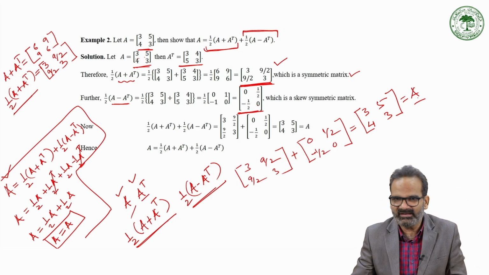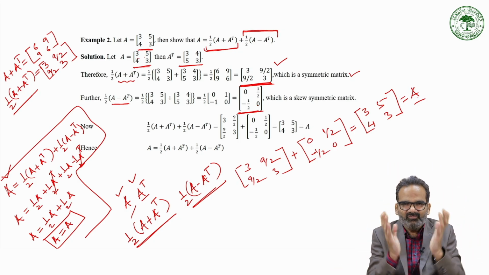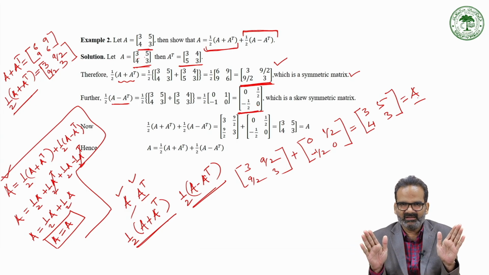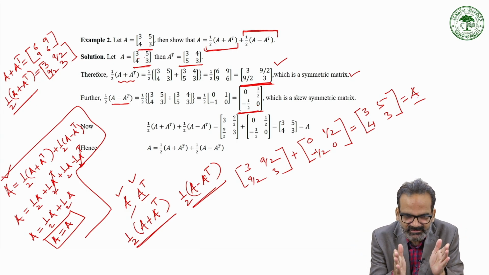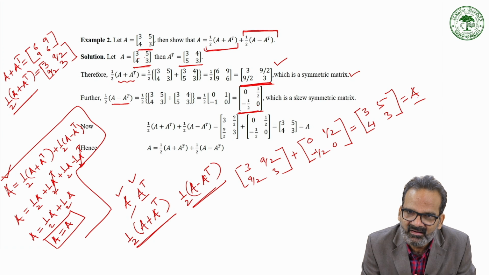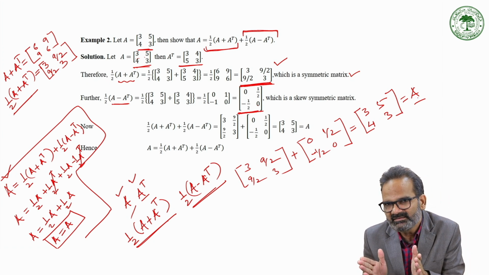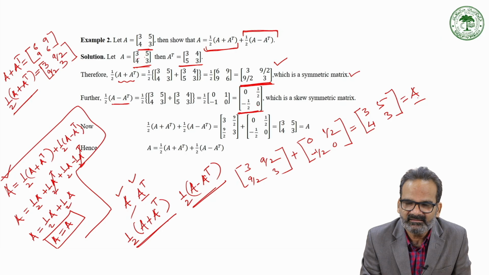So this example actually shows what? Every square matrix of any order can always be decomposed into two parts. Part 1 is symmetric and part 2 is always skew symmetric, right?